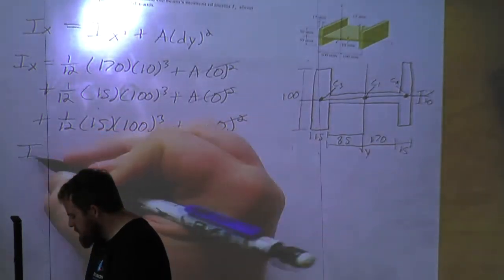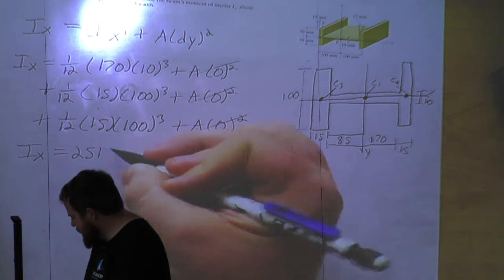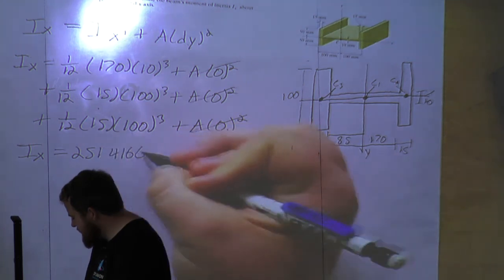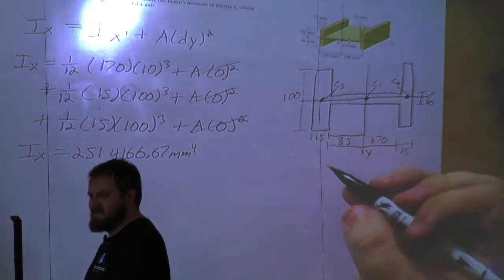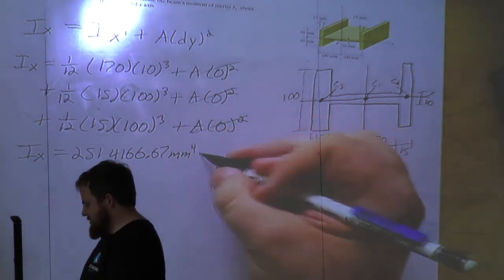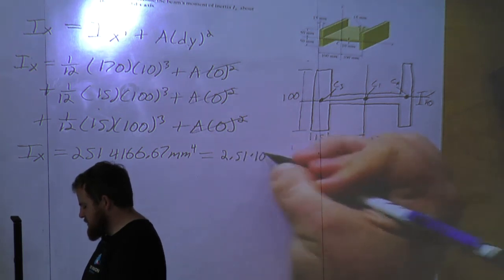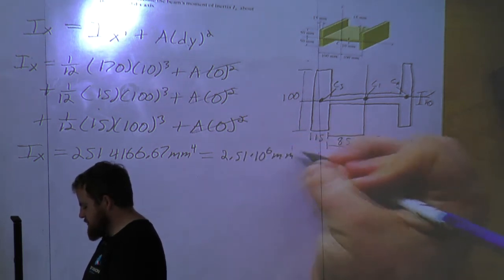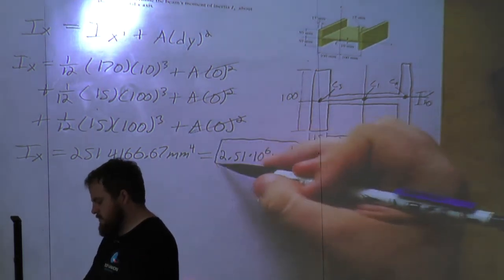So Ix plugging in is going to be 2514166.67 millimeters to the fourth, or 2.51 times 10 to the sixth millimeters to the fourth. Okay? And that is our answer for the first part.